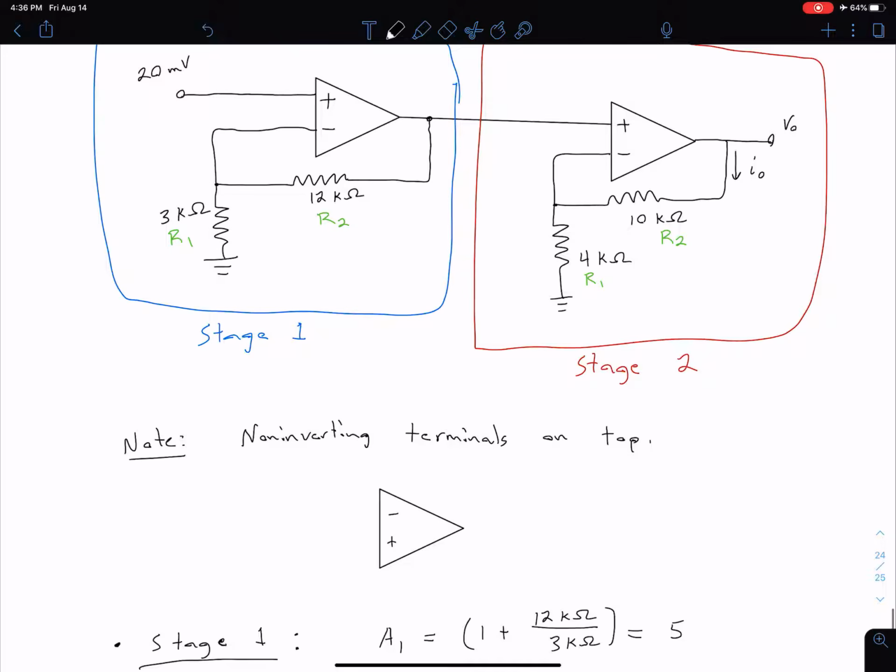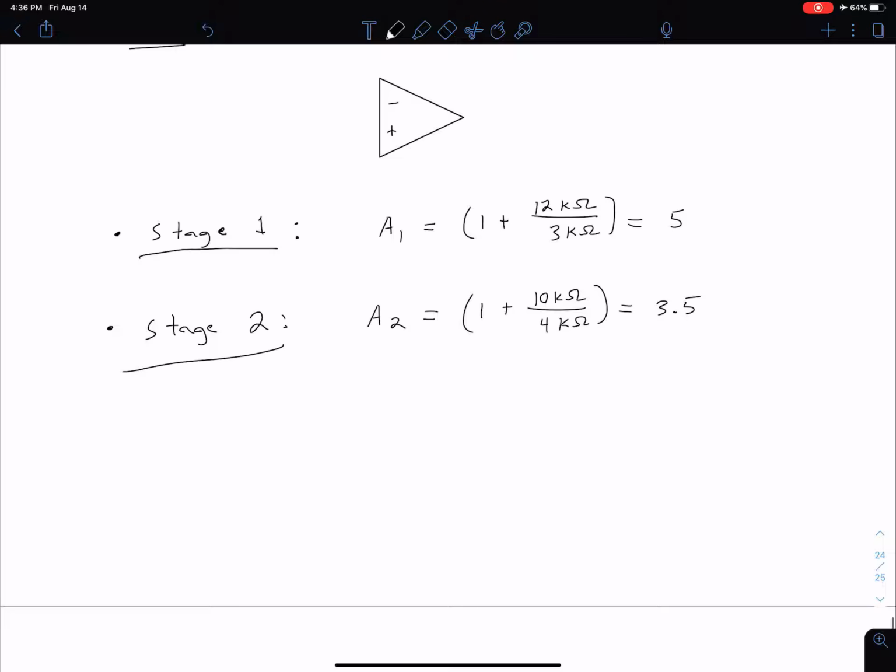So then we, in our most recent video, said that the overall gain for a cascaded configuration of op-amps, I'm going to call it A total, or A sub t, we know that's just the product of the individual gain stages, so that's A1 times A2. And we just solved for A1 as 5 and A2 as 3.5. So multiplying those out, we get 17.5 for our overall gain.